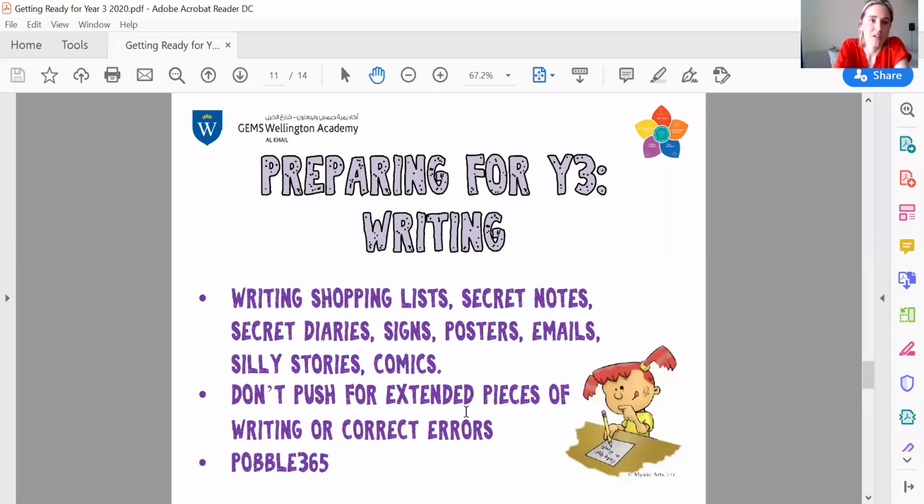I know if someone said to me, right, let's sit down and write a story, I'd probably be like, oh gosh. And that's exactly the reaction that you get from the children, isn't it? So I think just try and disguise writing would be my best piece of advice for preparing for year 3. And a bit of a controversial one, I wouldn't correct their errors either when they're writing.